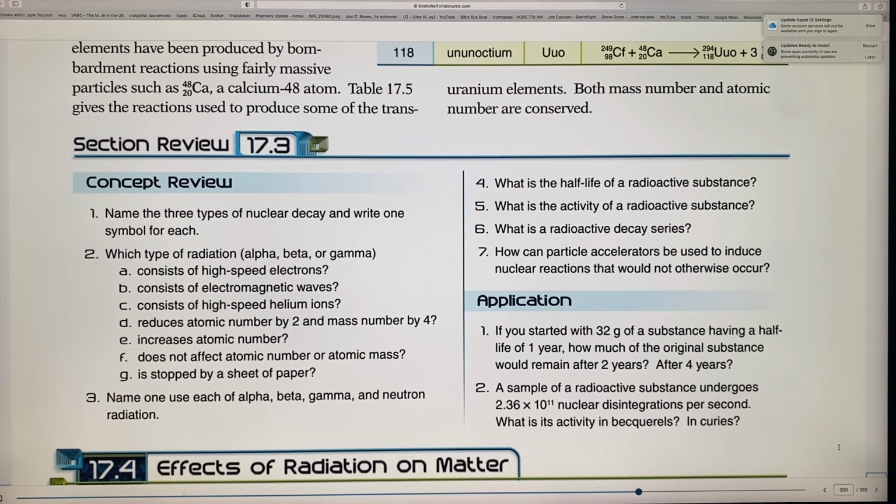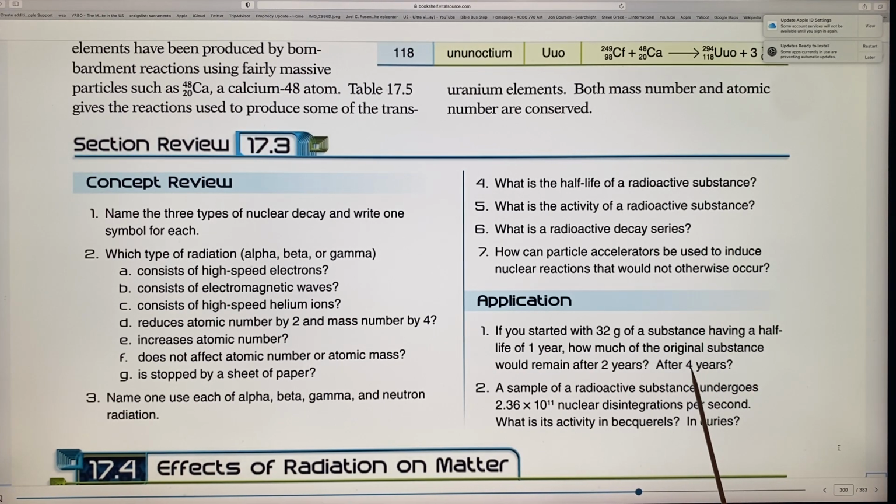Let's do this one here. If you started with 32 grams of a substance having a half-life of 1 year, how much of the original substance would be left after 2 years or after 4 years?